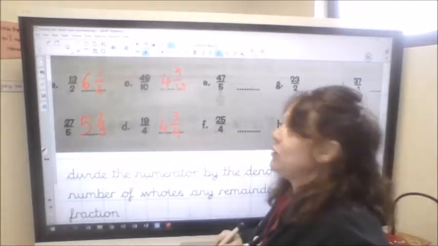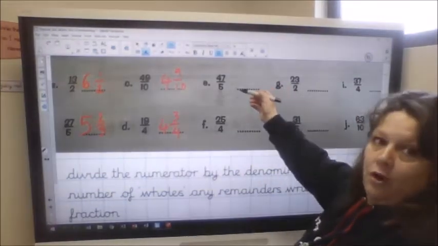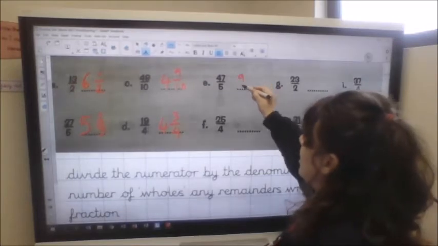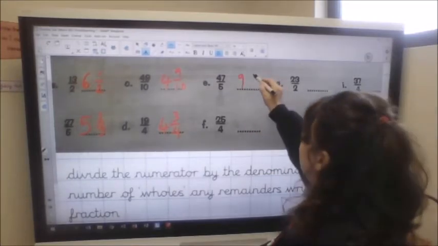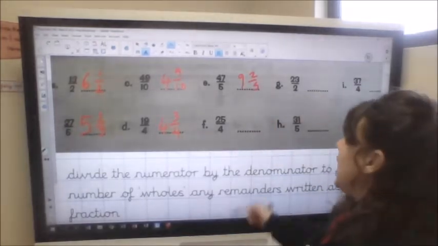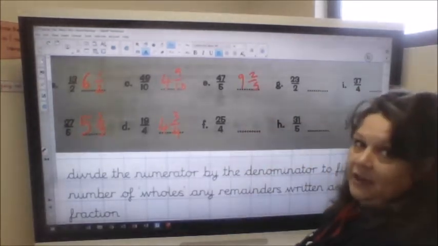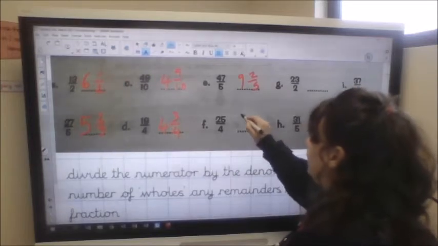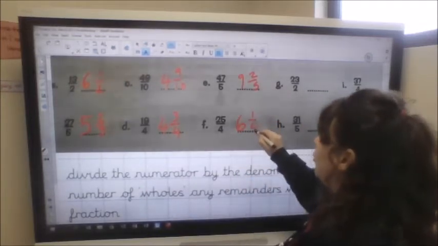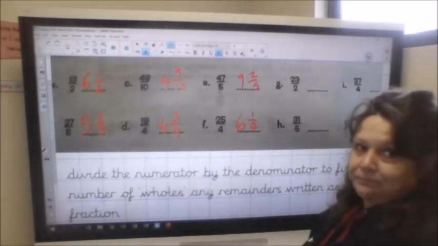So we put the remainders over 4. So 4 and 3 quarters. Here we've got 47 over 5. So 5 into 47 goes 9, which is 45. And we've got 2 fifths left over. 4's into 25, well, 4's into 25 goes 6, which is 24. We've got 1 left over, so it's 6 and a quarter.